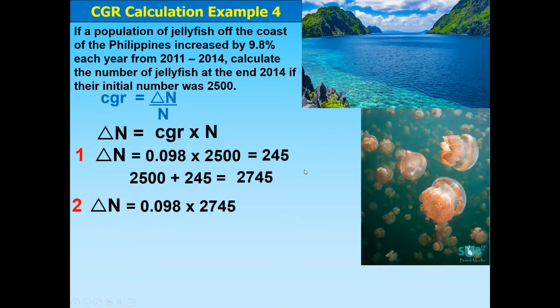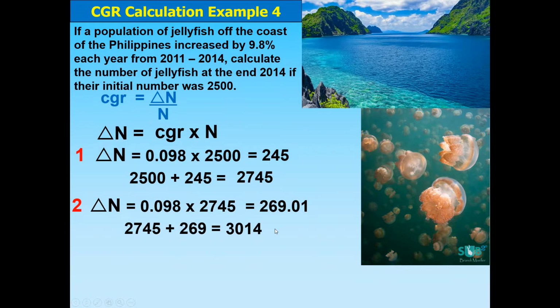So year 2, we need to do the same equation, same CGR, but we start with our new number that was at the end of year 1. So we find out the number that it has increased by in the second year, add that to the number we started with in the second year to find the number at the end of the second year.